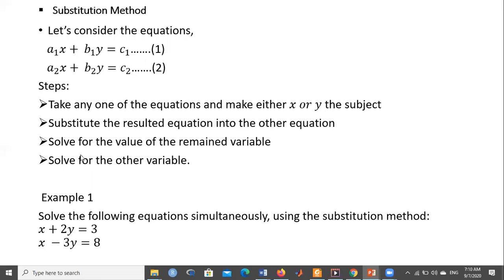After doing this, it means you have now removed one of the variables. Solve for the value of the remaining variable. And then for the other variable, you also solve for that one by doing another substitution. So let's look at the example. Solve the following equations simultaneously using the substitution method. x plus 2y equal to 3. x minus 3y equal to 8.